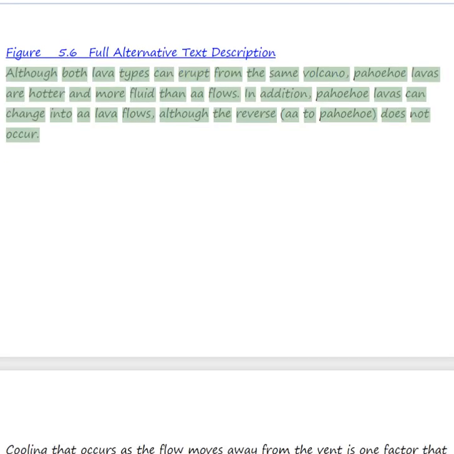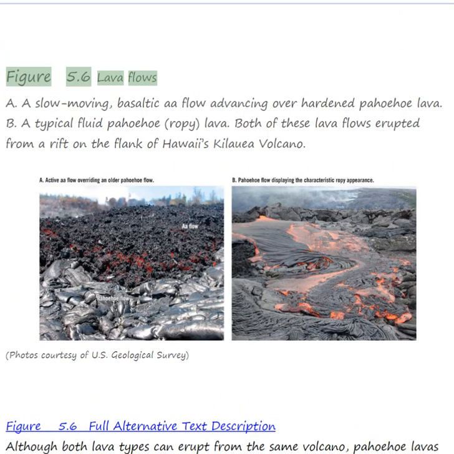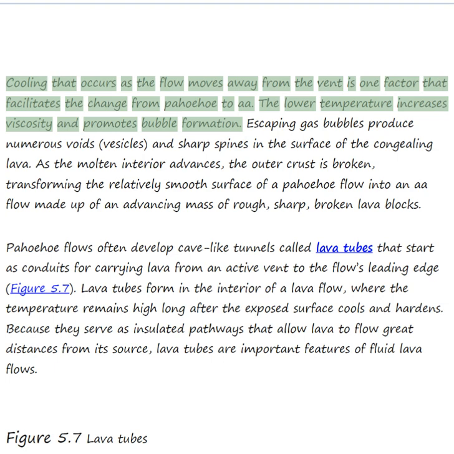Although both lava types can erupt from the same volcano, Pahoehoe lavas are hotter and more fluid than AA flows. In addition, Pahoehoe lavas can change into AA lava flows, although the reverse does not occur. Figure 5.6 Lava flows. Cooling that occurs as the flow moves away from the vent is one factor that facilitates the change from Pahoehoe to AA.